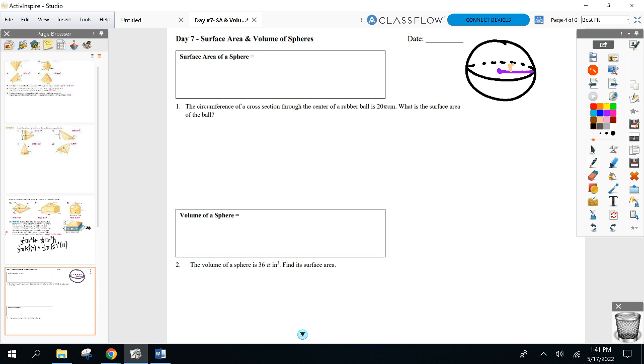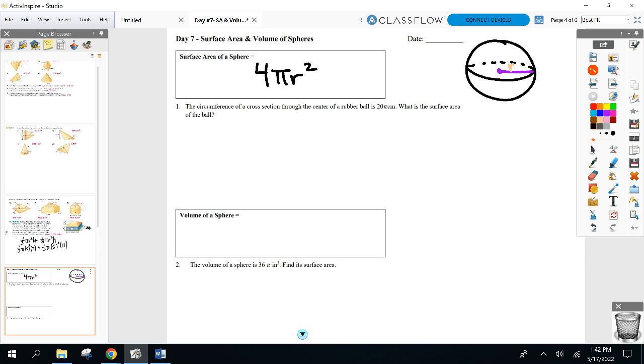Surface area of a sphere, I don't feel bad either because it's not even that bad. It's 4 times the area formula of a circle, pi r squared. There it is: 4 pi r squared. Done. So I don't feel that bad. It's not too bad to remember. All right, let's use it.